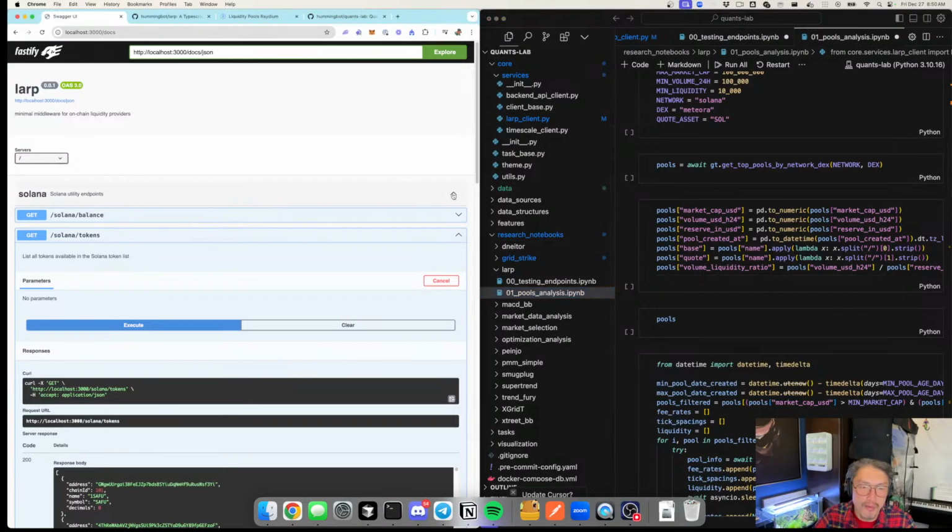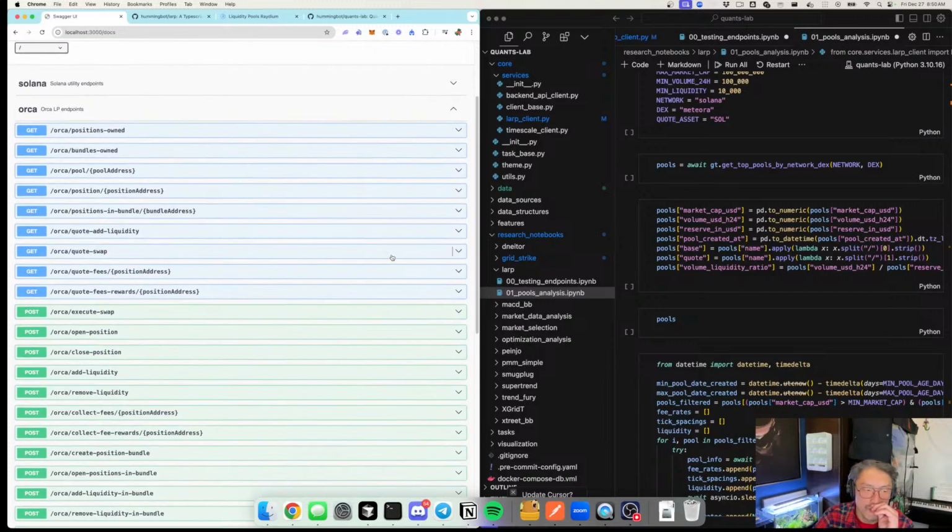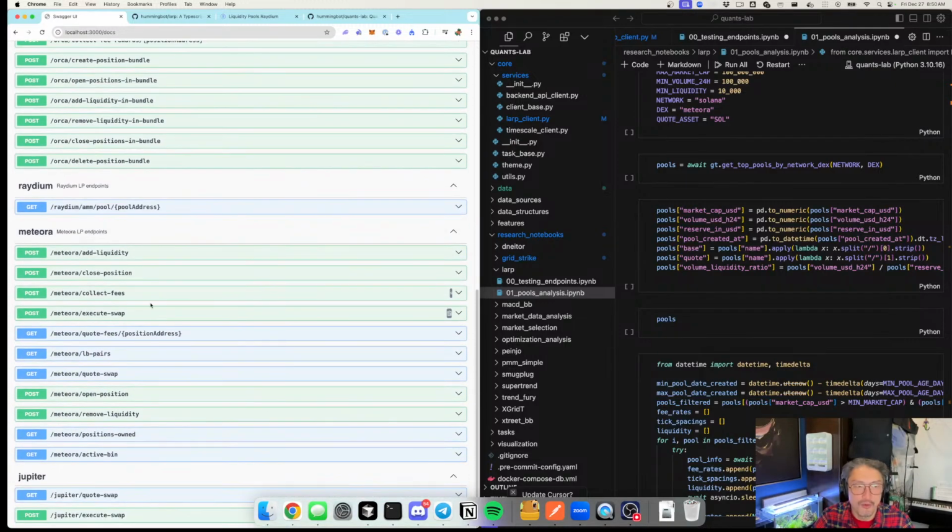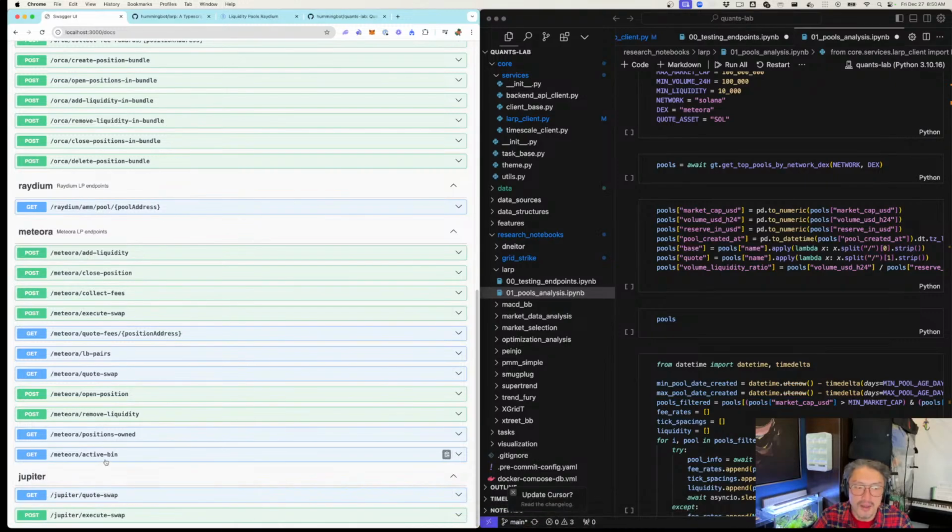On the LARP side, we probably have more work to improve the endpoints for Meteora, Jupiter, and other DEXs. For example, we're probably going to make the endpoints address first, because right now it's still doing a symbol lookup, which adds unnecessary complexity to the operation. So we'll try to separate that out so that a lot of these routes will be address first, and there will be other routes where you can do lookups to fetch a token object for a given symbol.